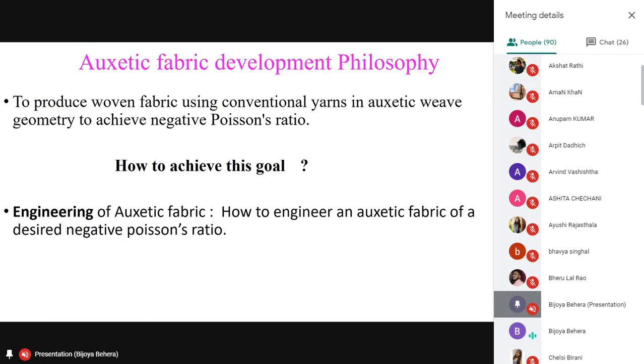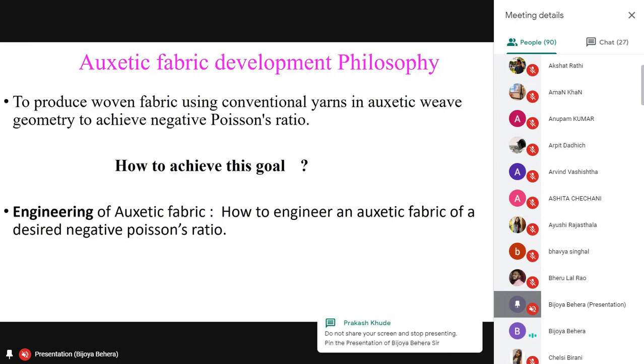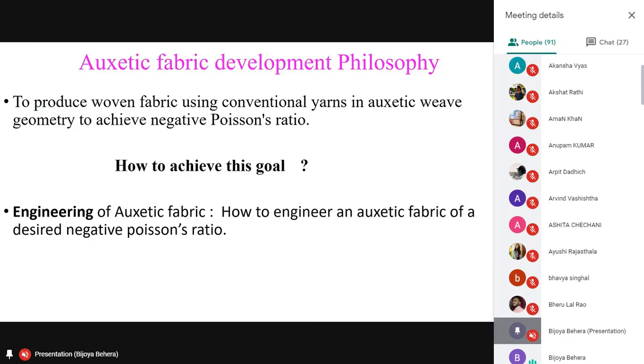The question is the engineering of auxetic fabric. How to engineer an auxetic fabric of a desired negative Poisson's ratio. That is the job of textile people. If I want to develop a fabric of an auxeticity, let's say minus 0.5, then how to go about it? What should be my warp? What should be my weft? What should be the extension of warp and extension of weft? What should be the weave geometry so that I will get an auxetic value? That's called engineering of auxetic geometry. This is what we are doing in our research.